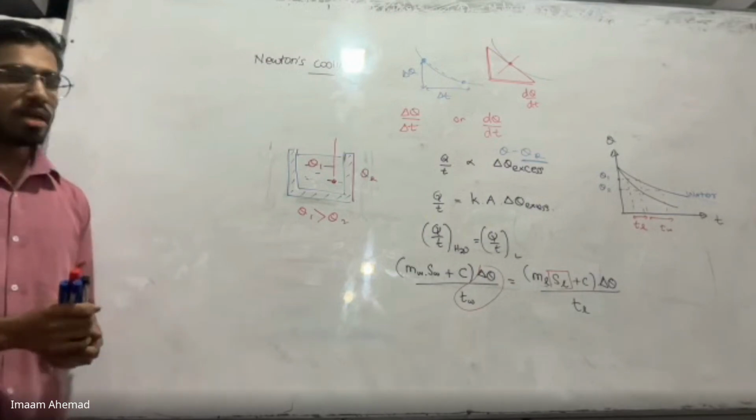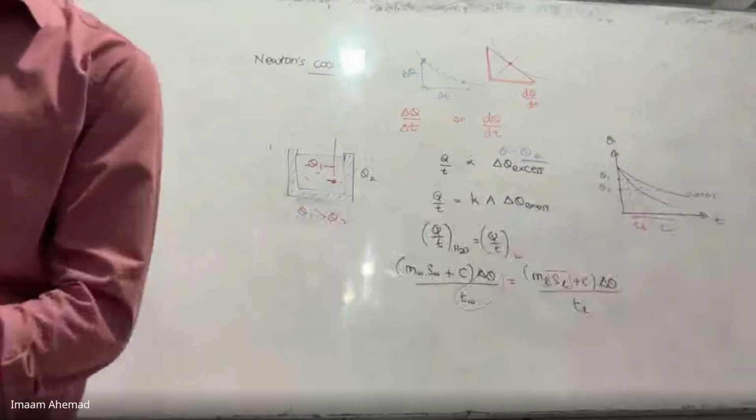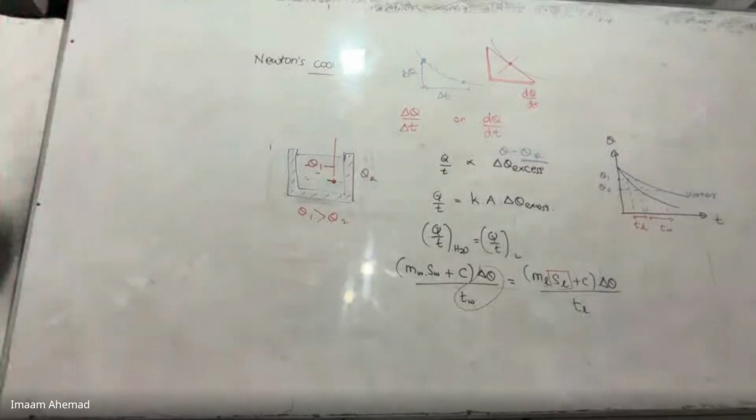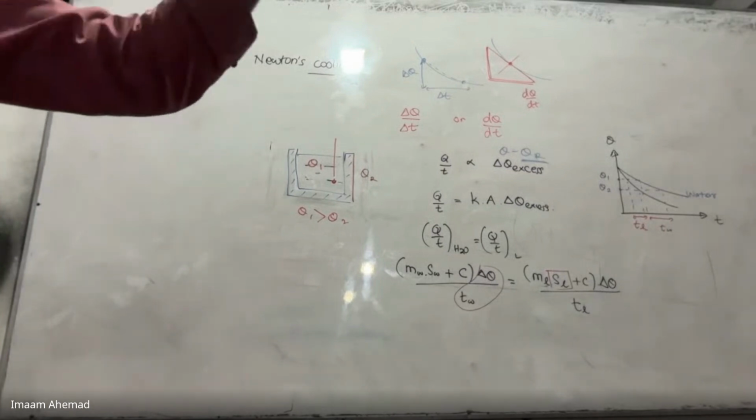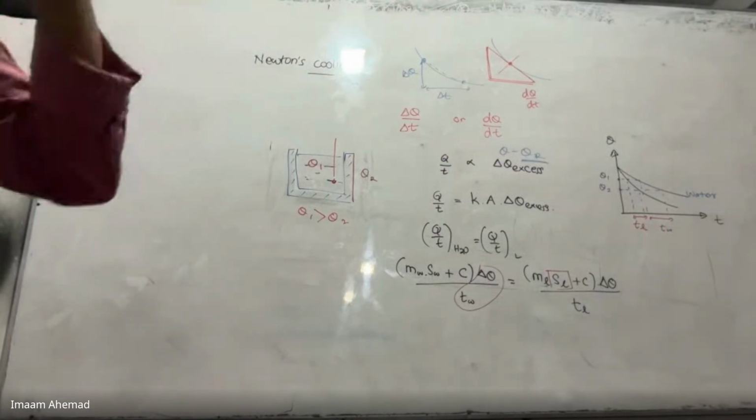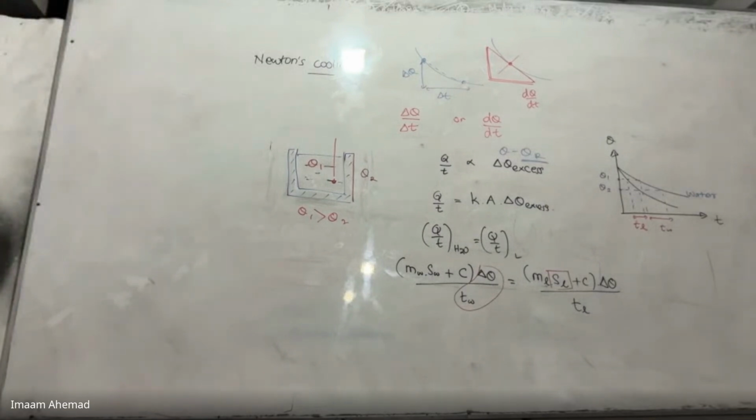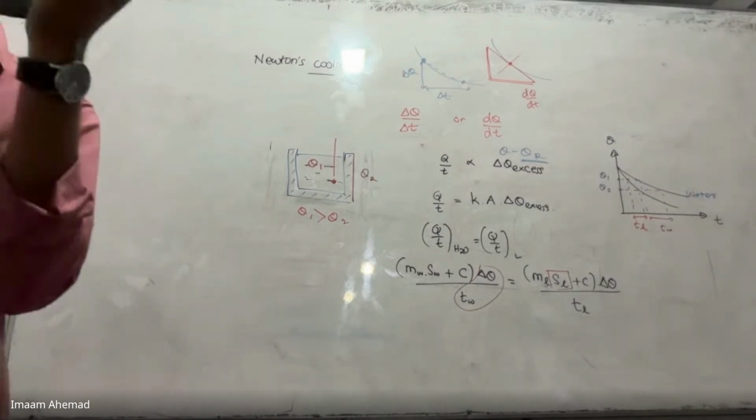Then you can say why it is not suitable, right? The outer surface of the container and the liquid's temperature will be different. There will be a huge difference. There will be a temperature gradient. You can say these reasons. Okay.